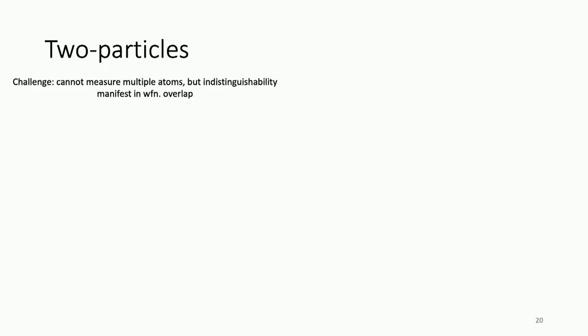So we would like to get at this physics. We have a couple of challenges. The first is we can't measure more than one atom on a site. We can only measure parity above that, a common problem in quantum gas microscopes. Furthermore, we really want to be able to see the indistinguishability here, which means we need wave function overlap. So those seem to be competing issues.